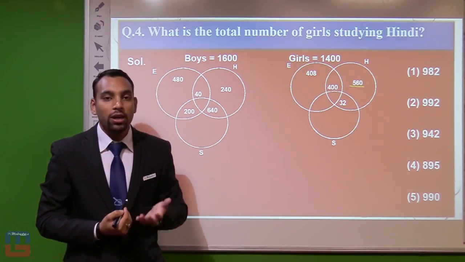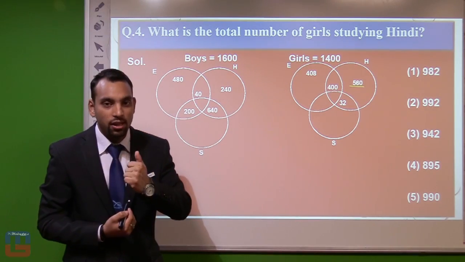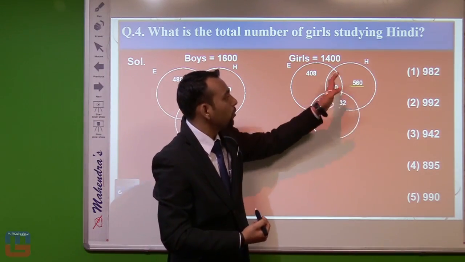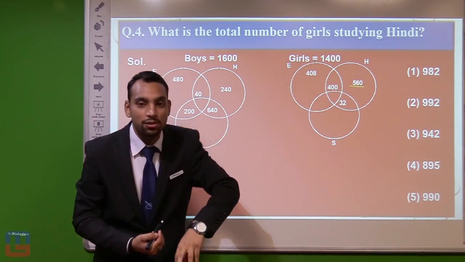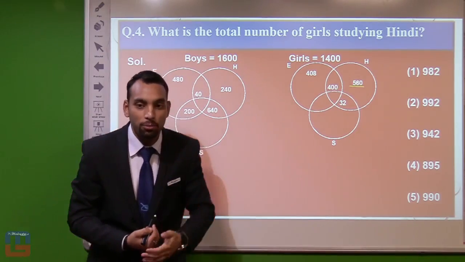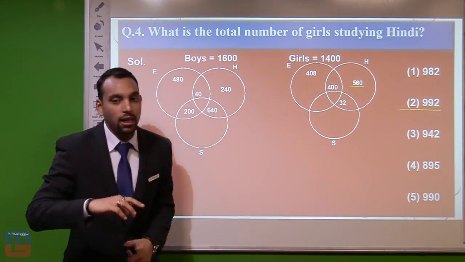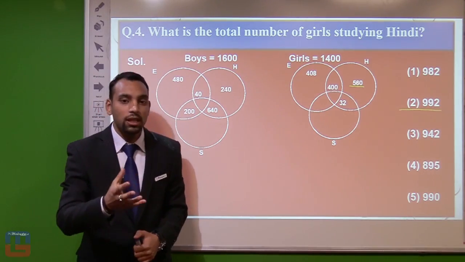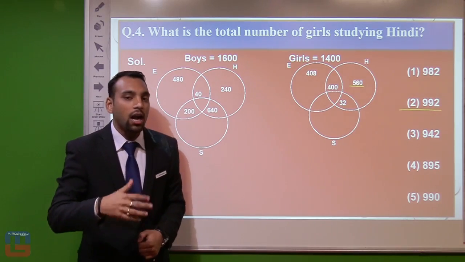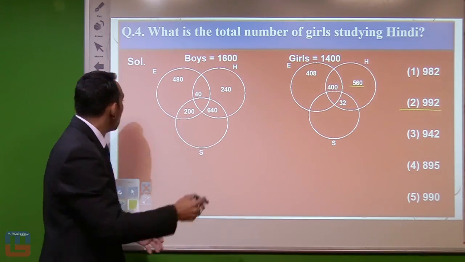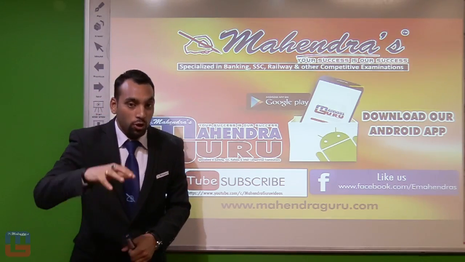Again repeating, what is the total number of girls studying Hindi? We are talking about the girls studying Hindi, so this is 560, 400, that is 960 plus 32, the answer will be 992. So you can see the second option will be the correct answer to this question. So you have seen, if we have the Venn diagram, hardly it will take you 20 or 30 seconds to give the answer. So this is all for today's discussion.